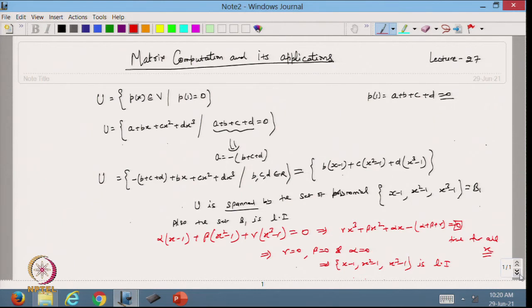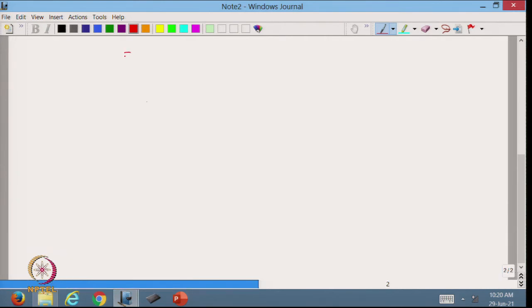So, now that it is linearly independent, from here I can say that the set B, x minus 1, x square minus 1, x cube minus 1, is a basis for the subspace U.